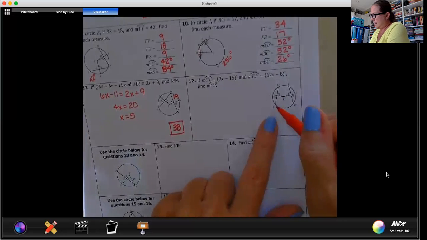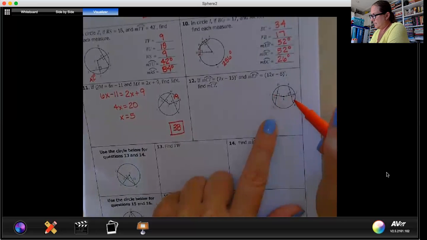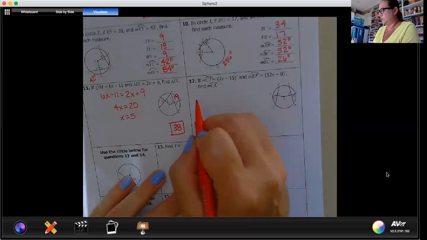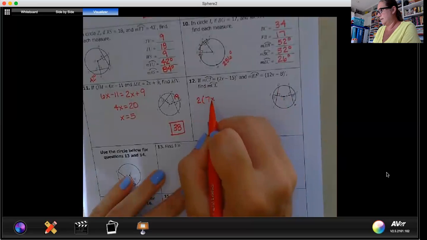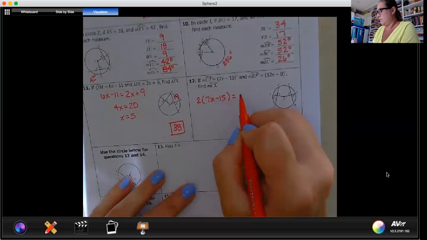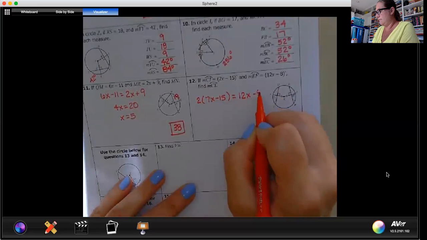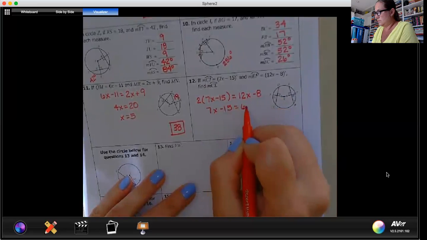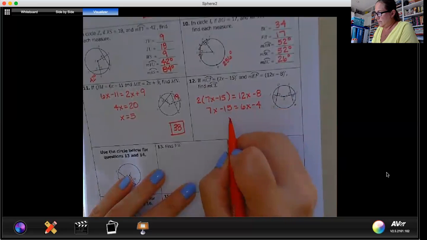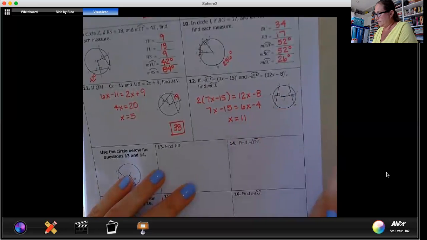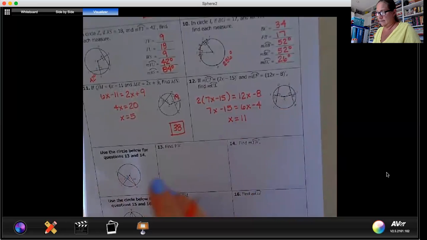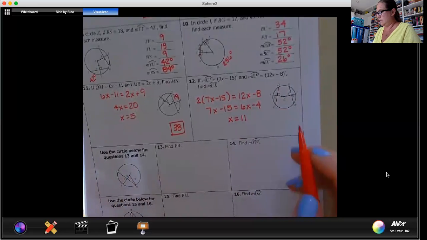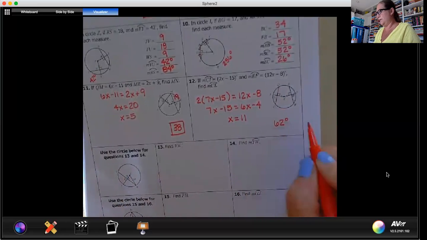Arc CI is 7x minus 15, and then EF, the whole thing, is 12x minus 8. So find the measure of CI. So 2 times CI is going to be equal to EF. Divide by 2. And x is equal to 11. So CI is 77 minus 15, which is 62 degrees.